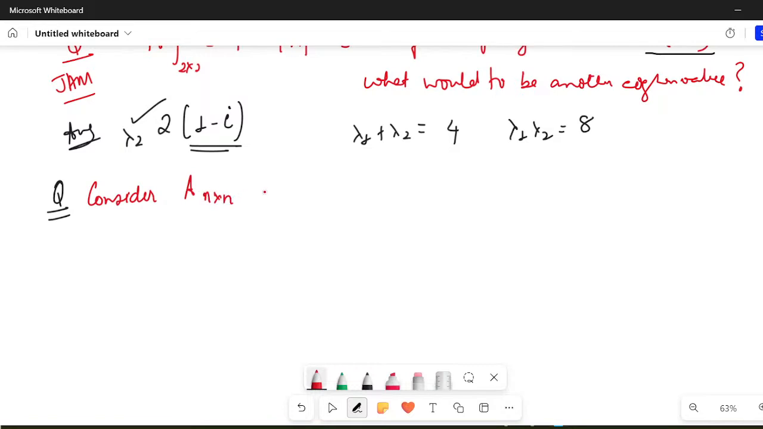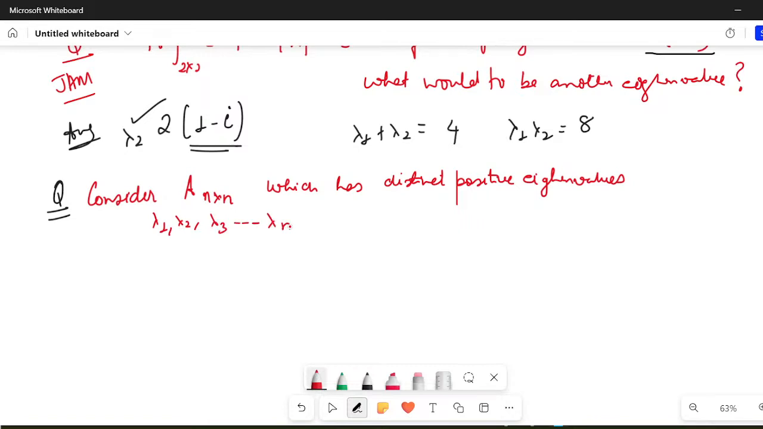Consider an n cross n matrix A, which has distinct positive eigenvalues only. Let us consider A, the n cross n matrix having distinct positive eigenvalues lambda 1, lambda 2, lambda 3, up to lambda n. So I am writing that lambda i would be greater than 0, where i is 1, 2, 3, 4, up to n.